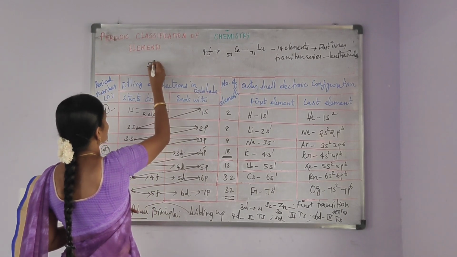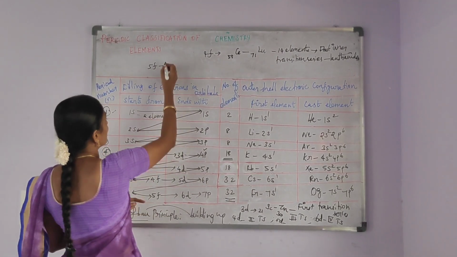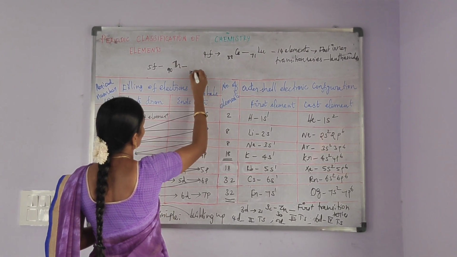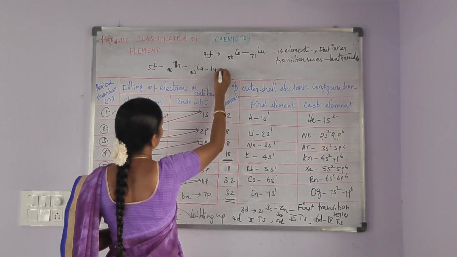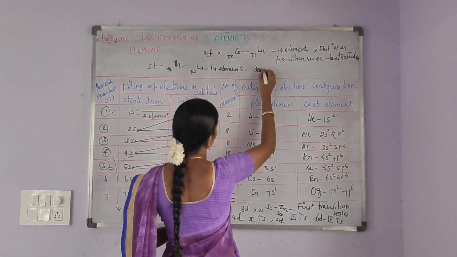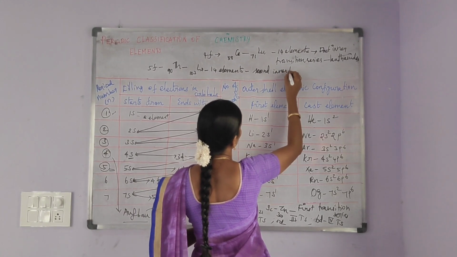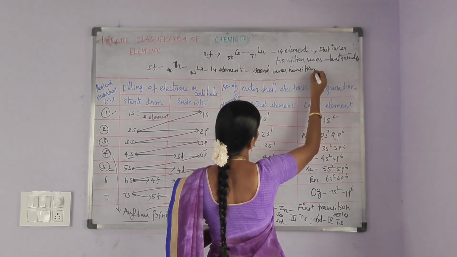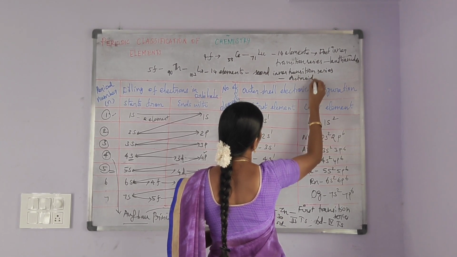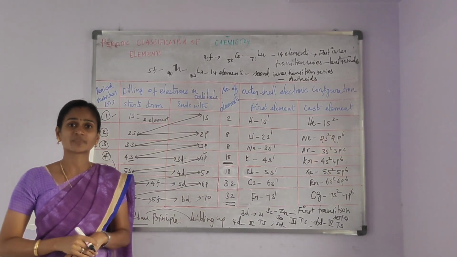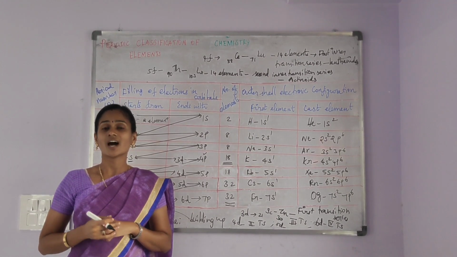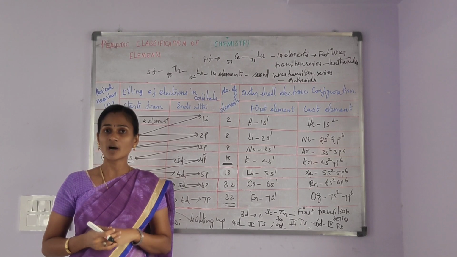The elements involved in the filling of 5f orbitals are from 90 thorium to 103 lawrencium, totally 14 elements. These 14 elements are collectively called the second inner transition series, also called actinoids. The first inner transition series and the second inner transition series are kept at the bottom of the modern periodic table.